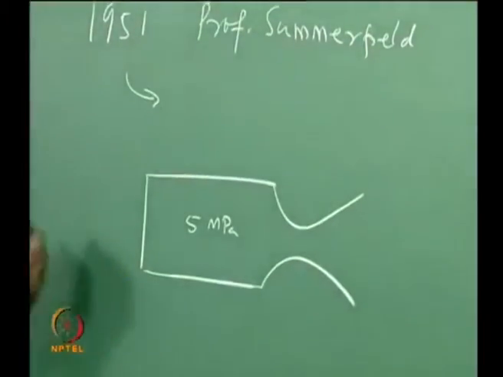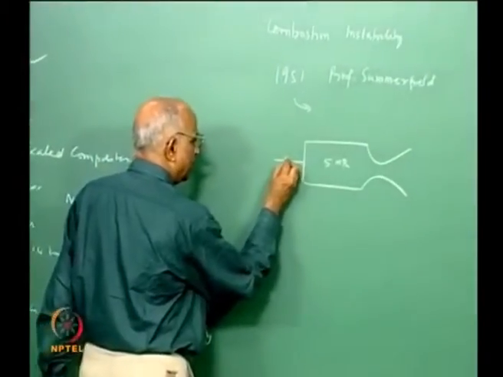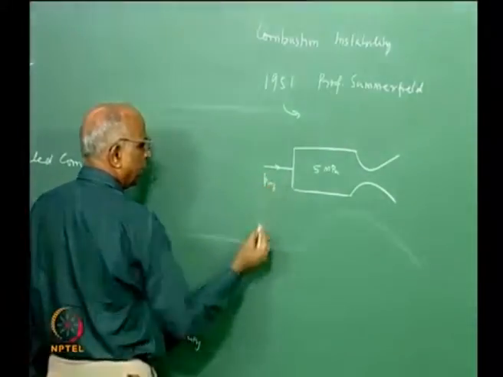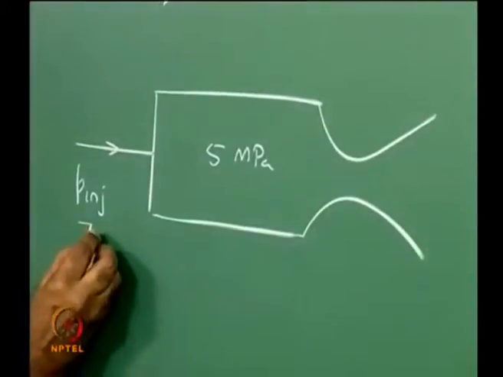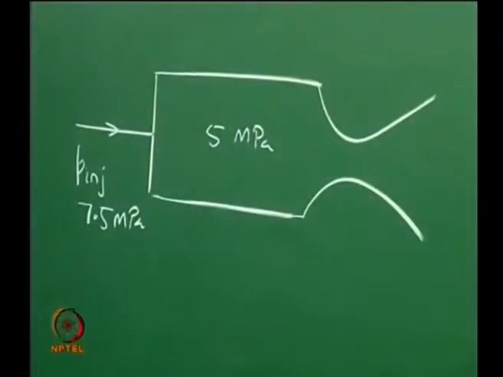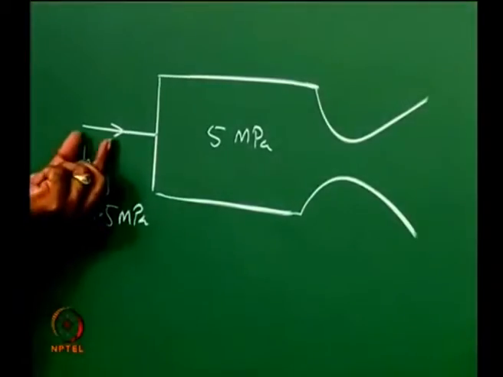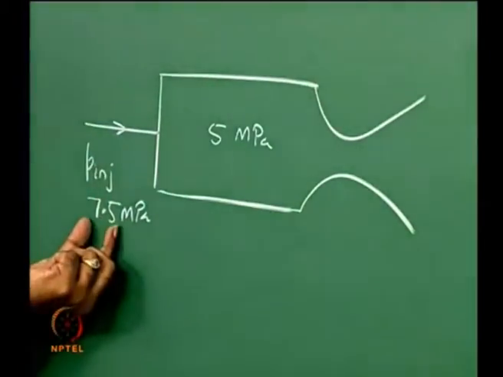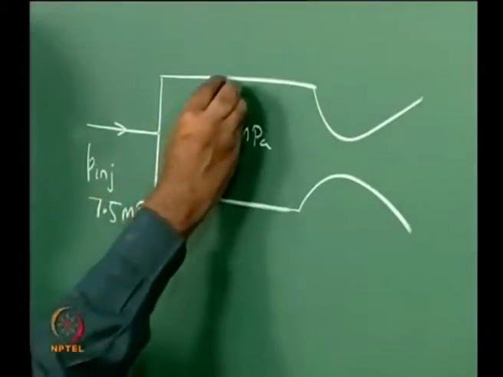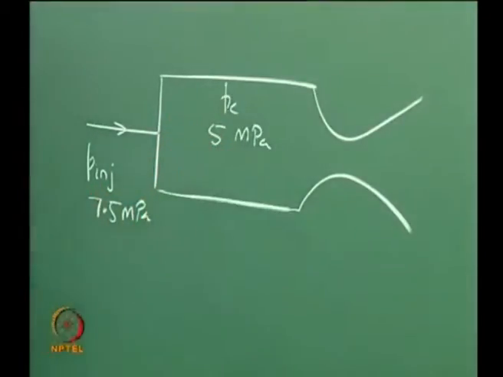Let the fuel and oxidizer, both of them, be injected into the chamber at, let us say, P injected, and this value let it be 7.5 MPa. I just choose these numbers to illustrate some phenomenon. That means propellant is injected at a pressure of 75 atmospheres and the chamber pressure PC is equal to 5 MPa or 50 bar. Now what is it we are talking of?